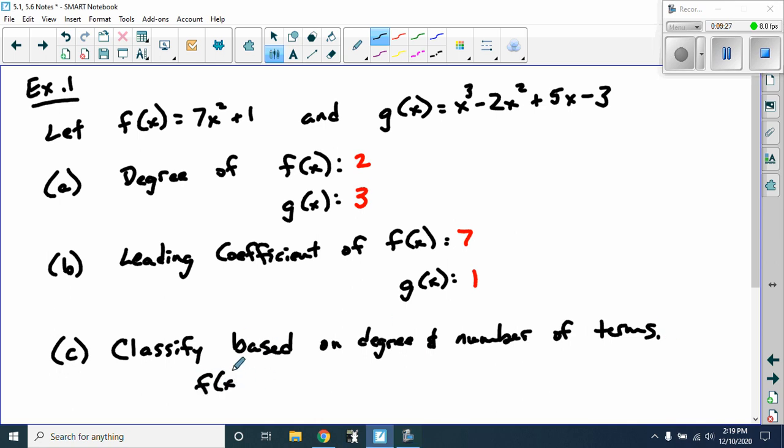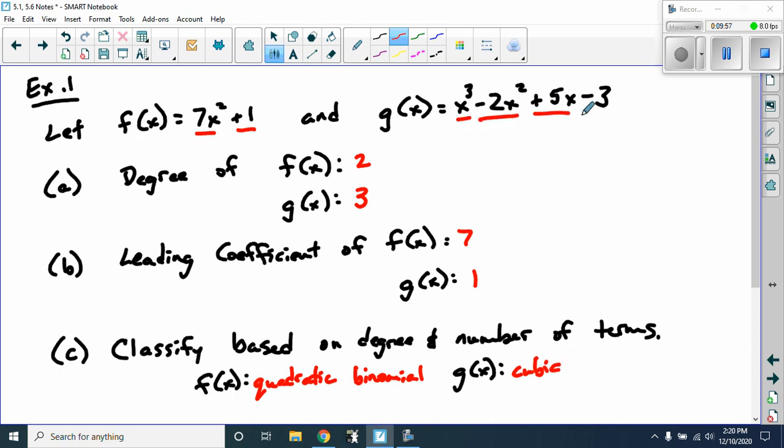For each, f of x and g of x. F of x, the highest power of x was 2, so it is a quadratic. And it has 1, 2 terms, so it is a binomial. G of x had a degree of 3, so it is cubic. And it has 1, 2, 3, 4 terms. 4 does not have a special name, so it's just a cubic polynomial. F of x is also a polynomial. It's just a special type of polynomial called the binomial.